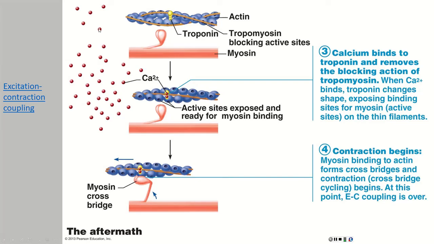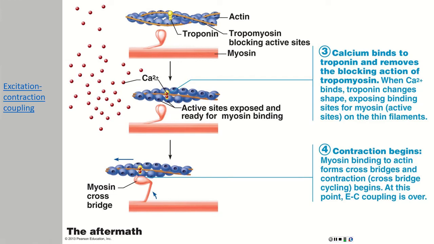And remember, the job of troponin is to hold the tropomyosin in place. But troponin is a protein. Think way back to near the beginning of the semester. Anytime we add something to or take something away from a protein, what will it do? It will change shape. So calcium binds to the troponin. We've just added something to it. It's going to change shape.